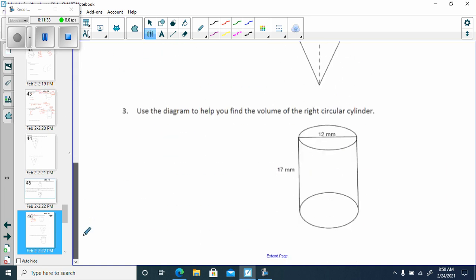Go to the bottom and let's do this cylinder. Volume is equal to pi times our radius squared times our height.